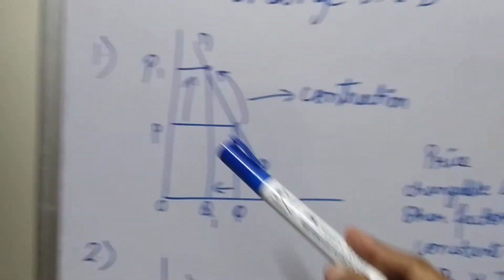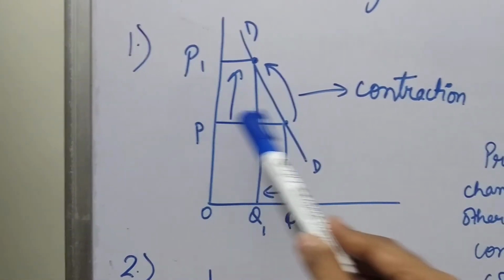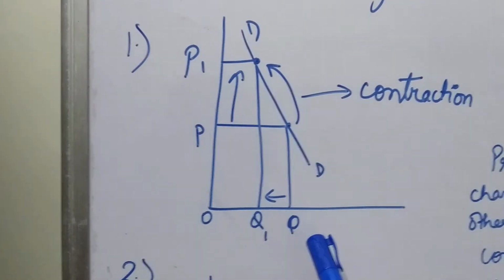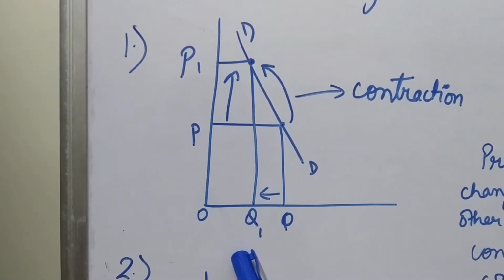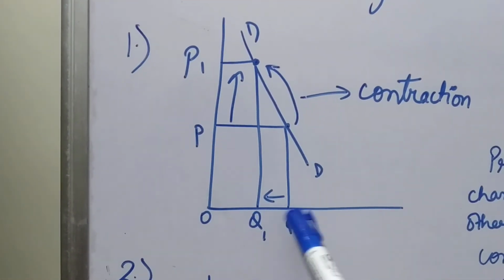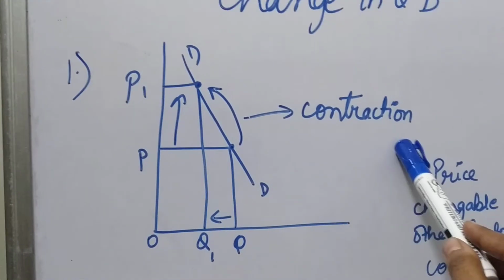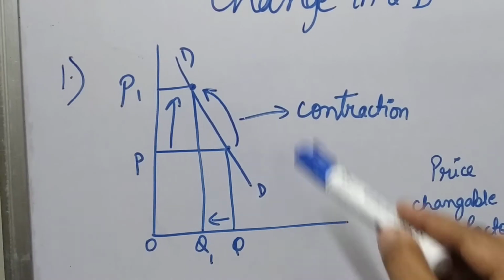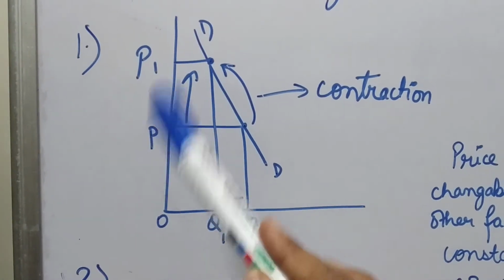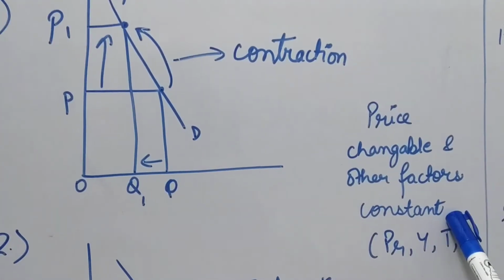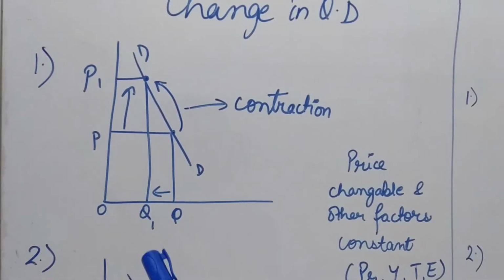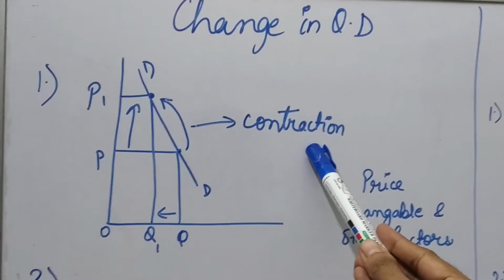First of all, if the initial price is OP and the quantity at that time was OQ, and price increases from OP to OP1, its quantity reduces from OQ to OQ1. So the point shifts from here to this point, and the quantity reduces. This is known as a contraction of demand. In this diagram you can see that price is changeable and there is no effect of the other factors. So when price is changeable and other factors are constant, that is a change in quantity demanded. And when price increases, quantity decreases, that is contraction in quantity demanded.